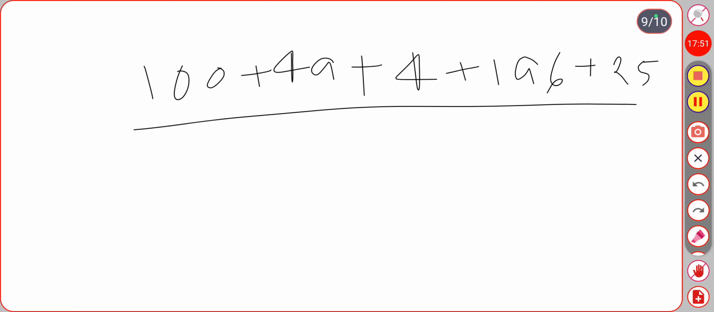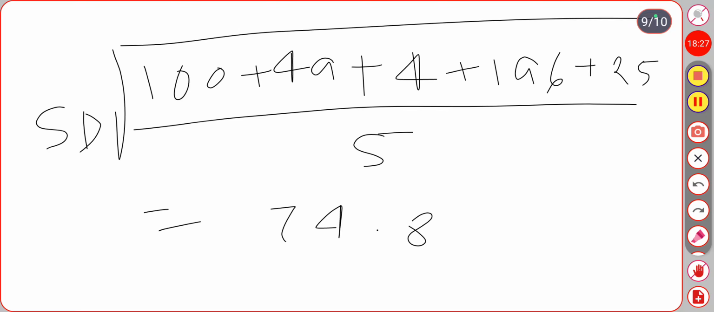Then divided by the number of samples, which is 5. So 100 plus 49 plus 4 plus 196 plus 25 divided by 5 is equal to 74.8. For standard deviation we just take the root, the root of 74.8, and get 8.64.